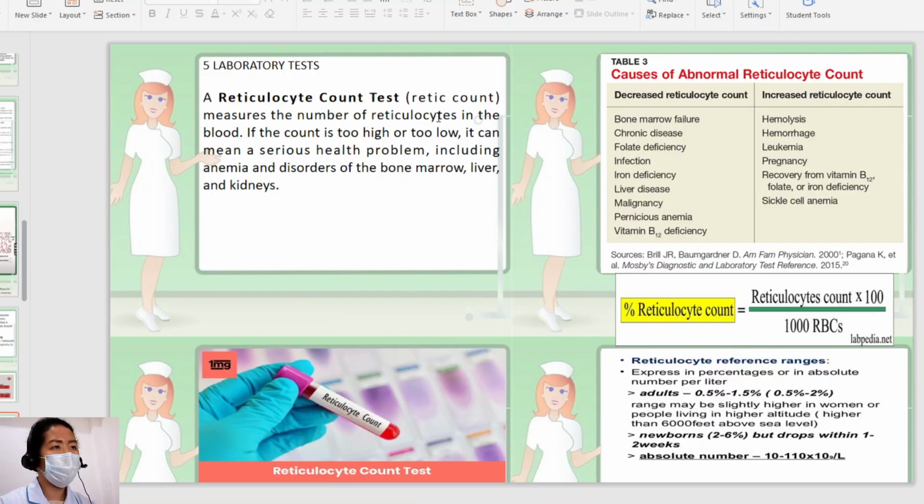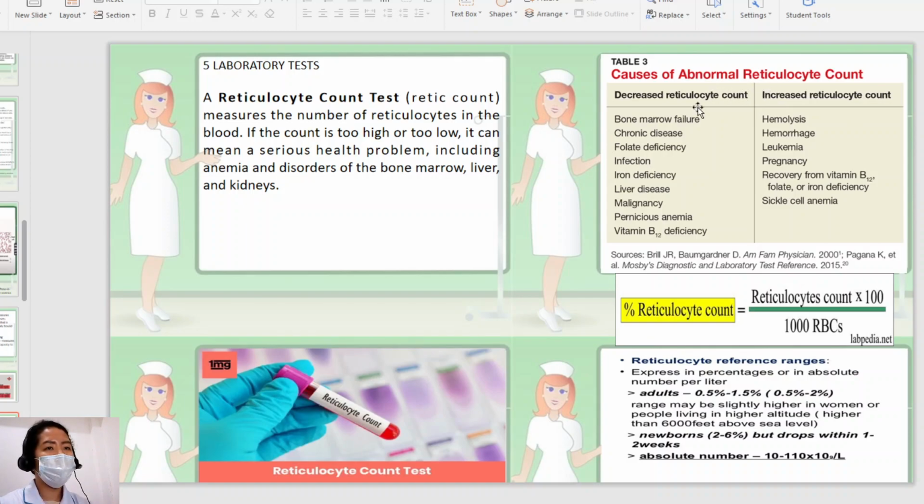Then fourth, lab test, reticulocyte count test or retic count. This measures the number of reticulocytes in the blood. If the count is too high or too low, it can mean a serious health problem, including anemia and disorders of the bone marrow, liver, and kidneys. So these are the causes of abnormal reticulocyte count.